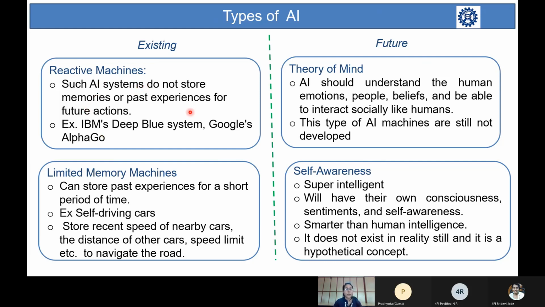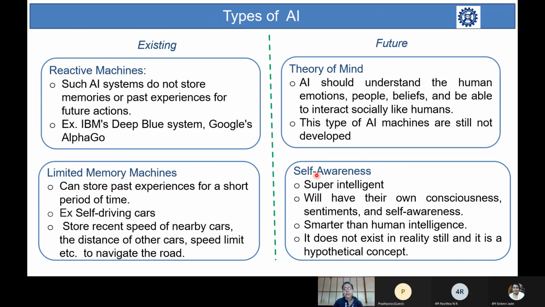But in the case of limited memory machines, they can store past experiences for a short period of time. We can take the example of self-driving cars. When it navigates on the road, it needs to store only the recent speed of nearby cars, the distance of other cars, and the speed limit. So it needs only limited information to drive on a road.